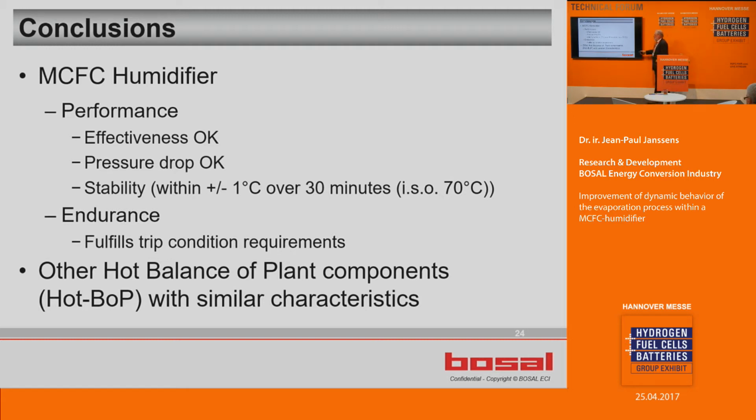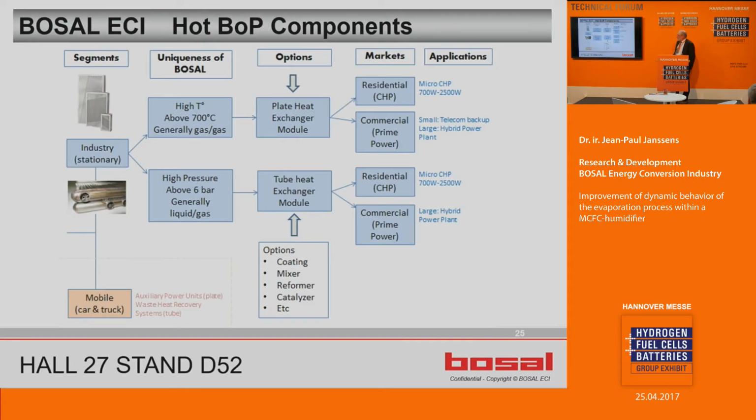Regarding endurance, we did trip tests, so cutting off, in fact, and starting again. And also there we were far above the requirements. So that is about molten carbonate fuel cells. We have also other balance of plant components. What we discussed now was the tube application. We have also plate applications for solid oxide fuel cells. And we can apply coatings or mixers for reformers and afterburners. With this, I would end the presentation and welcome you on our booth. Thank you.